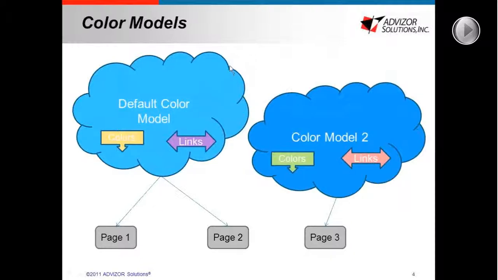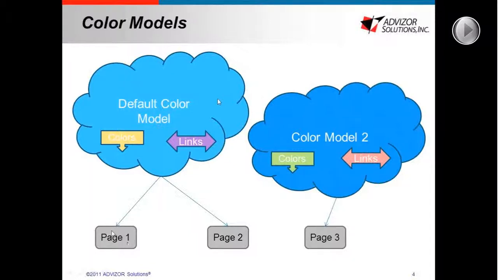So with that said, the main thing is that now you can have multiple color models in 6.0. They're still composed of assignments, color assignments, and color links. However, they are now assigned to pages. So the default color model would color page 1 and page 2, and then if you switch to page 3, it could be a totally different color model, with different colors, different links, etc.